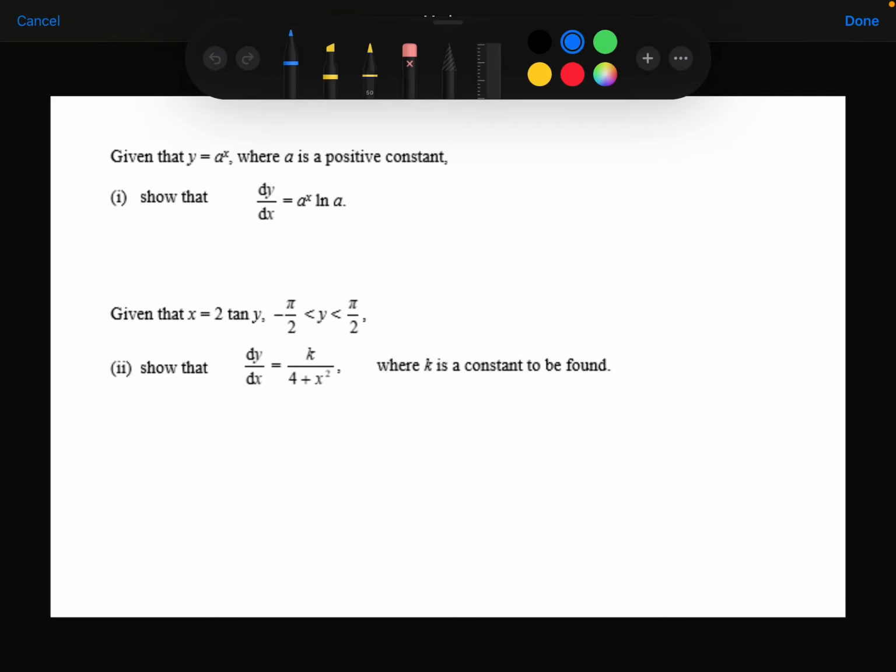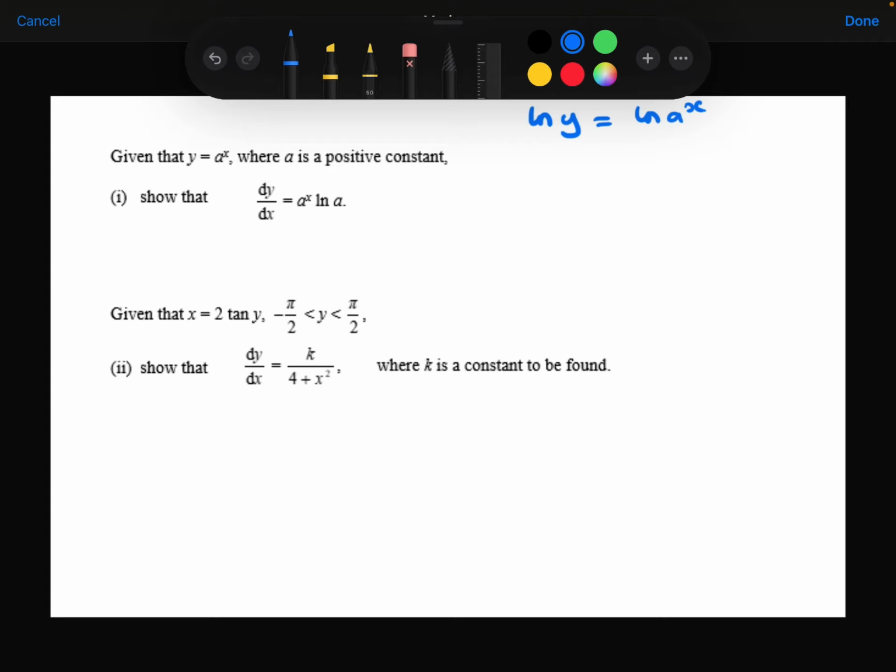Given that y equals a to the power x, where a is a positive constant, show that dy by dx is equal to a to the power x ln a. Well, I'm going to start by taking logarithms of both sides. So I'll get ln y is equal to ln a to the power x.